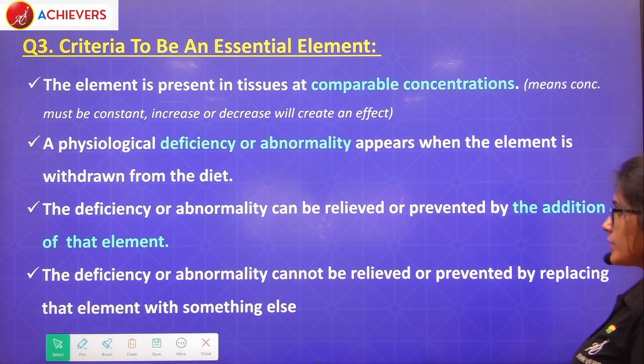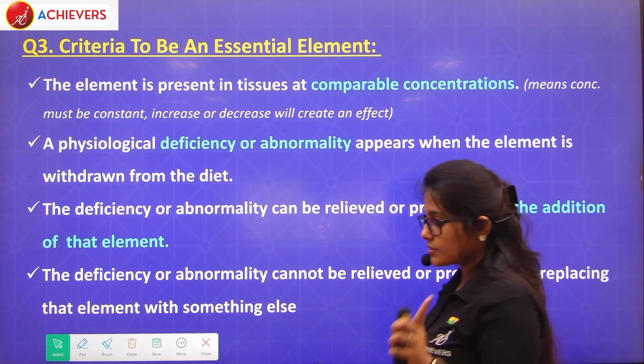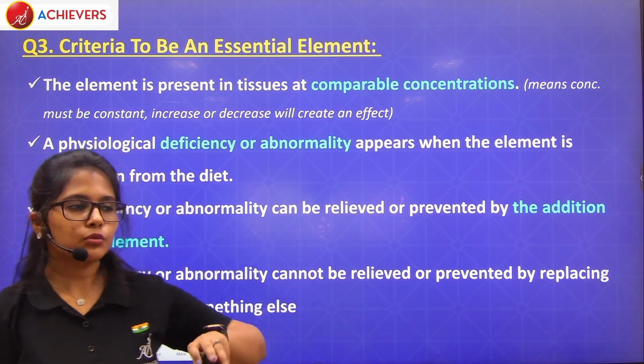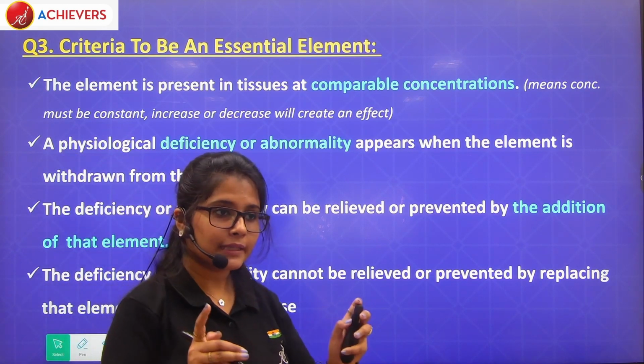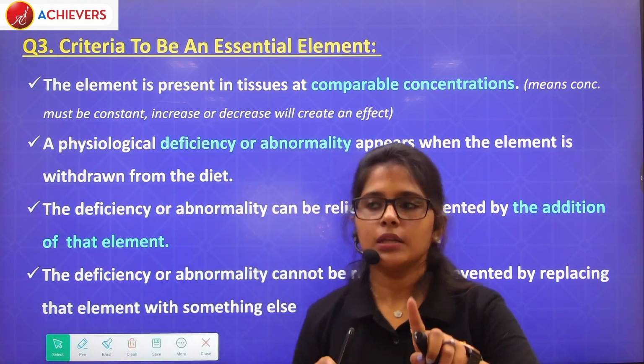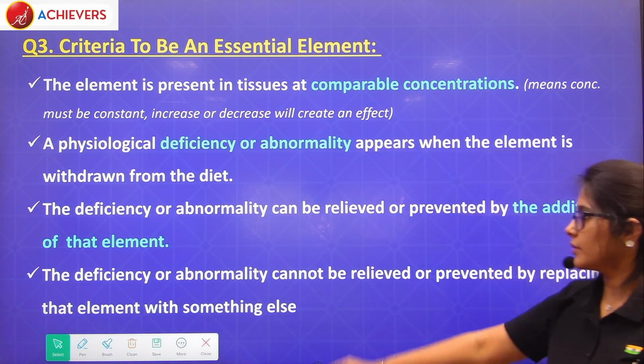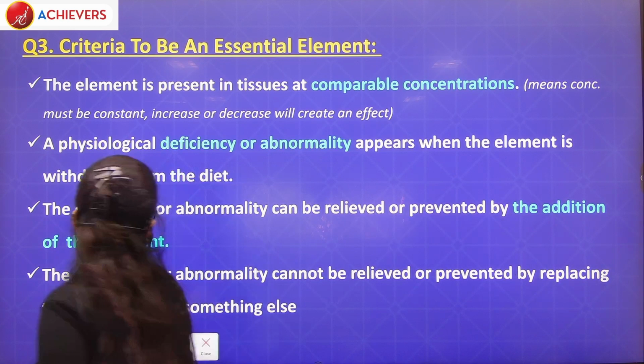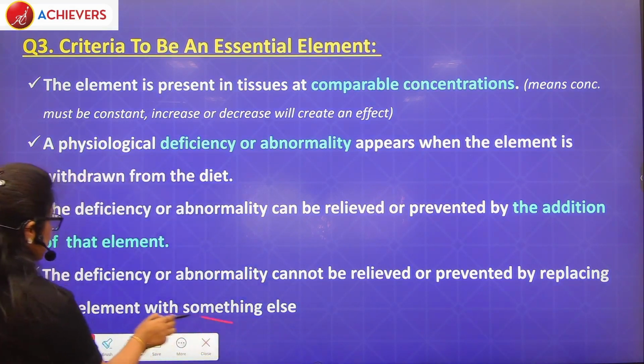द डेफिशिएंसी और एबनॉर्मलिटी हाउएवर, ये जानना ज़रूरी है कि वो जो एलिमेंट है उसको हम रिप्लेस करके अगर कुछ और दे दे शरीर में, expecting that that abnormality will go away, well, that is not going to happen. The deficiency or abnormality cannot be relieved or prevented by replacing that element with something else.